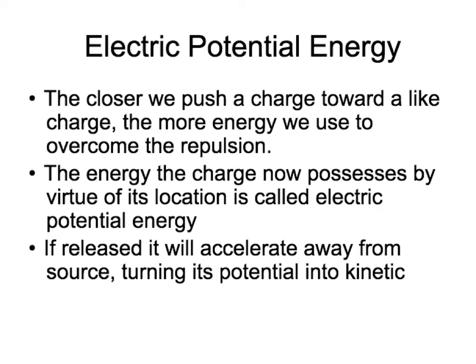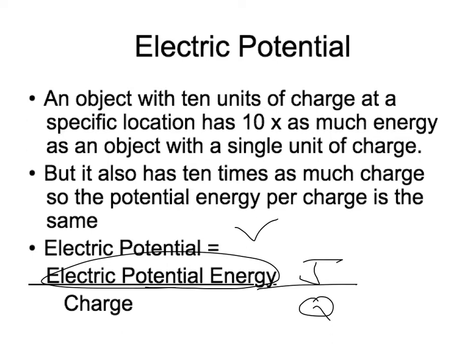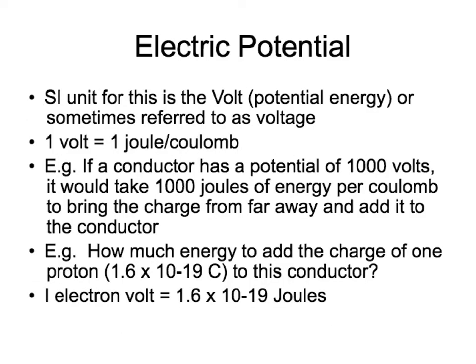And of course, the closer we push, the more energy we have to overcome that repulsion, but now we have more potential energy. We measure electric potential in volts, which we'll get to in a second, but that is electric potential energy in joules over coulombs of charge. And that's going to be our voltage. And I think the next slide actually shows that. Yep. So the volts, or potential energy voltage, is a joule over a coulomb. So you don't need to know that.